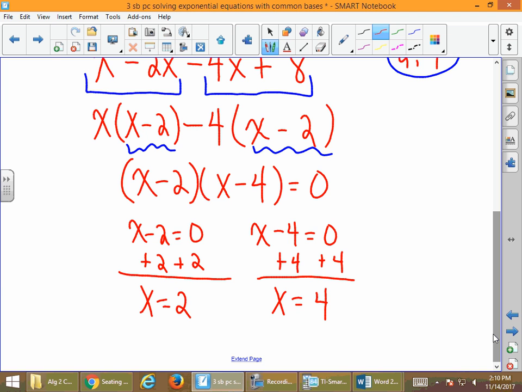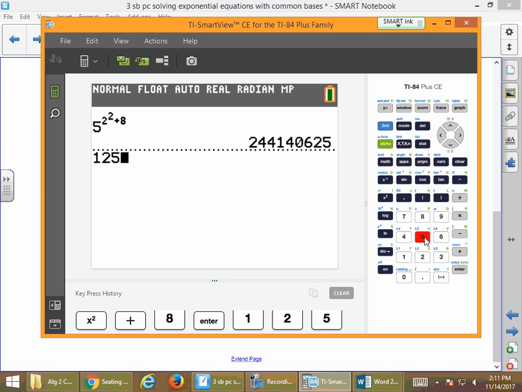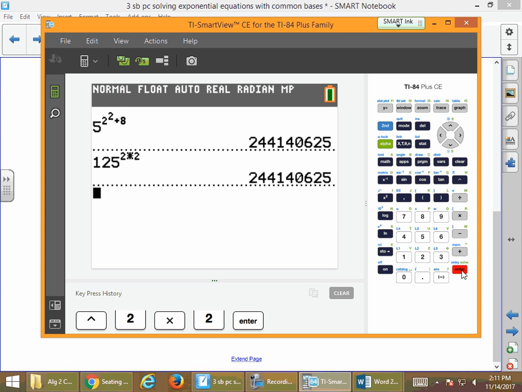But when we go back to check this answer, which we're going to do right now with our calculator, when you type it in, only type in the 2's. So the first part is 5 to the 2 squared plus 8. And we get that number. And then on the other side, it's 125 to the 2 times 2, only put the 2 in. And luckily what we see here is that both sides match.